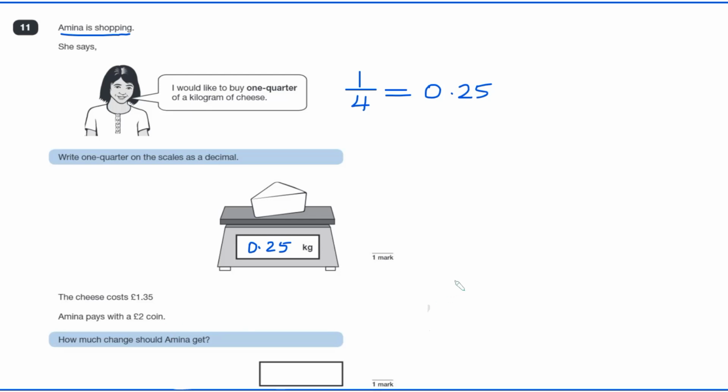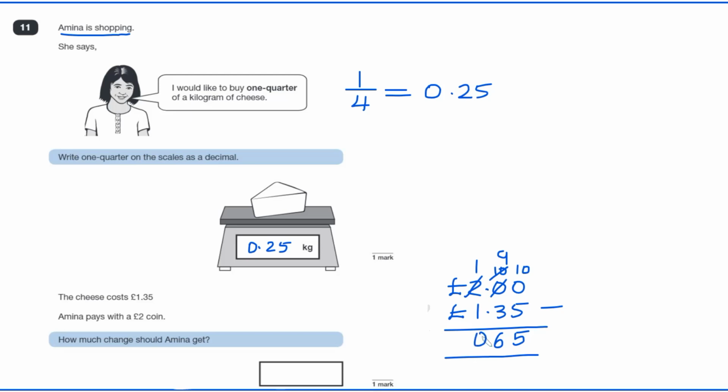Amina pays with £2. So £2 means 2.00, and you take away 1.35. This is 10, and this is going to be 9, and this is going to be 10. So 10 take away 5 is 5, 9 take away 3 is 6, and 0.65. So 0.65. And now question number 11 is done.